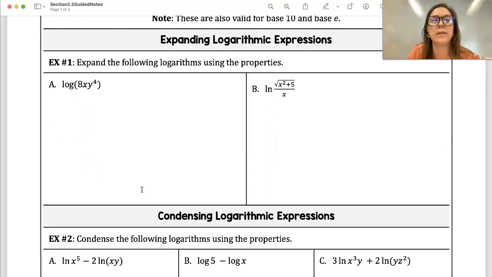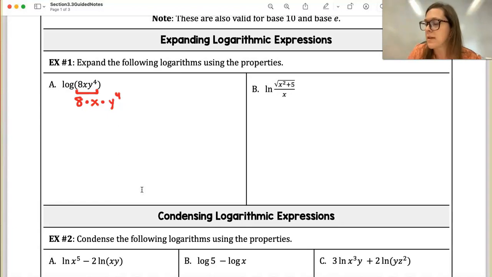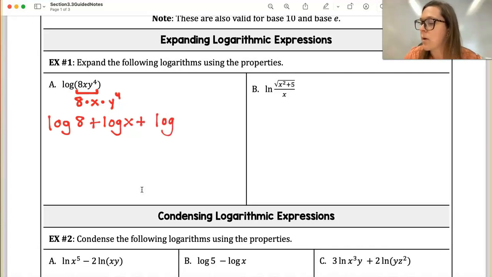So expanding. Now here we're going to go from a singular logarithm and expand it out into multiple logarithms. So for a, I have only products here, right? Because isn't this the same as 8 times x times y to the 4th? So since I have a product of 3 different factors, I'm going to expand this into 3 different logarithms. My base is 10. Remember, if there's an invisible base there, it's 10. That's our common log. So I'm going to rewrite this as log base 10, which nothing there, of 8 plus log of x plus log of y to the 4th.